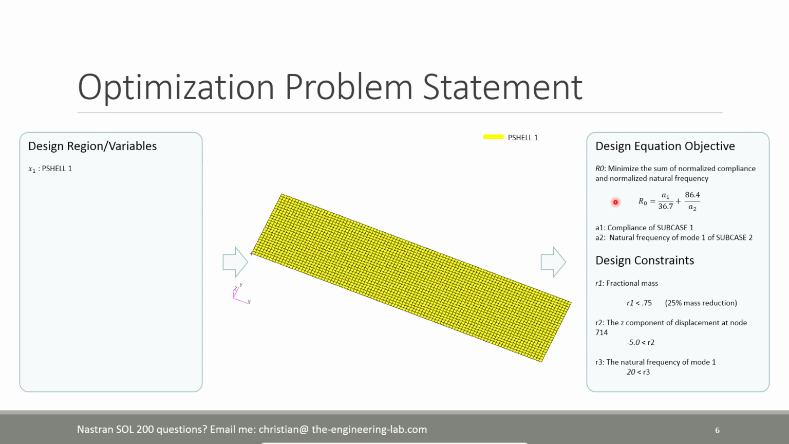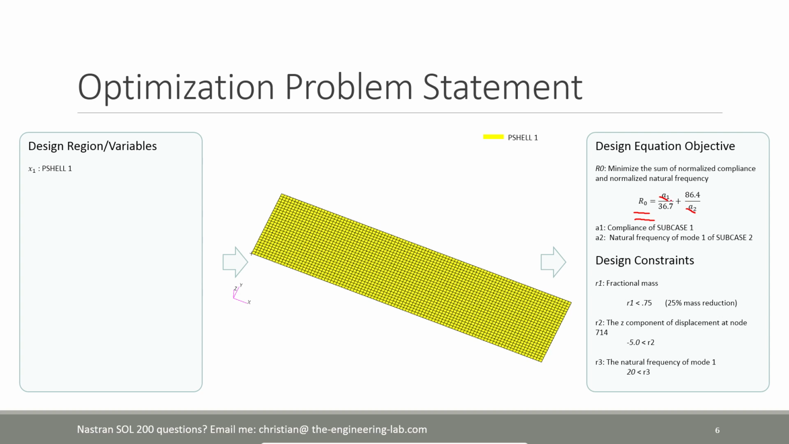Now let's quickly go over our equation objective. Remember that we want to optimize this plate for both stiffness and natural frequency. So how are we going to do that? We are going to do this via an equation, and that equation would be R0 that you see here. A1 will represent the stiffness or the compliance of this model as it's loaded for the load case. A2 will represent the first natural frequency for this given plate.